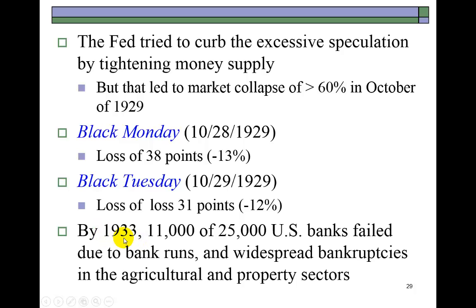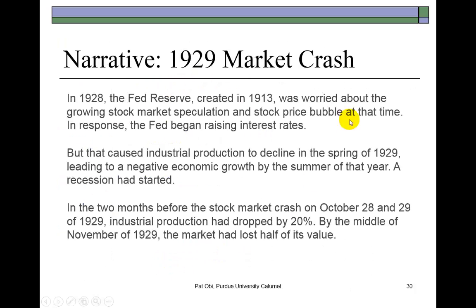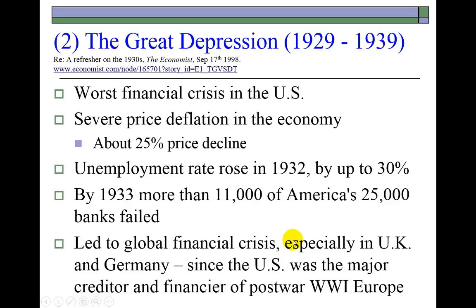By 1933, which was 4 years later, about half of U.S. banks failed on account of bank runs and widespread bankruptcies. And so a little bit of the narrative is summarized right here for you. The second crisis was the Great Depression, which came in the wake of the stock market crash of 1929. It was obviously the worst financial crisis the US had ever witnessed. There was a severe price deflation, about 25% price decline. Unemployment shot up, in some cases, up to 30%.